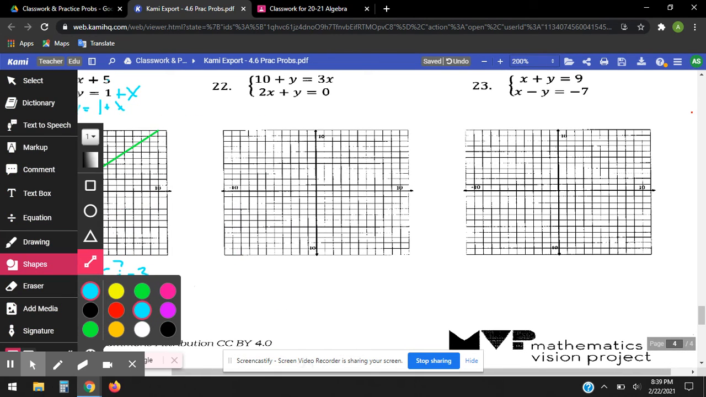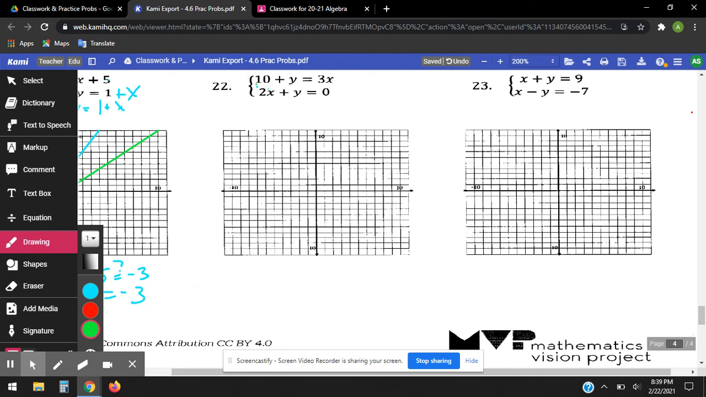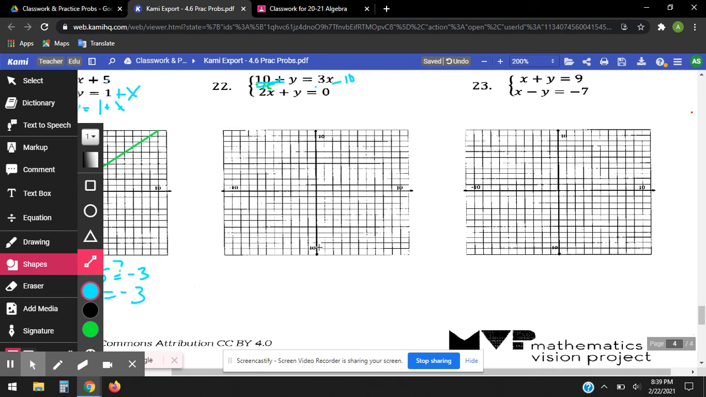10 plus y equals 3x. Again, let's get this in y equals mx plus b form. So let's minus 10 from both sides. So y equals 3x minus 10. So I can go down to this negative 10 on the line, again negative 10. And my slope is up 3 over 1.